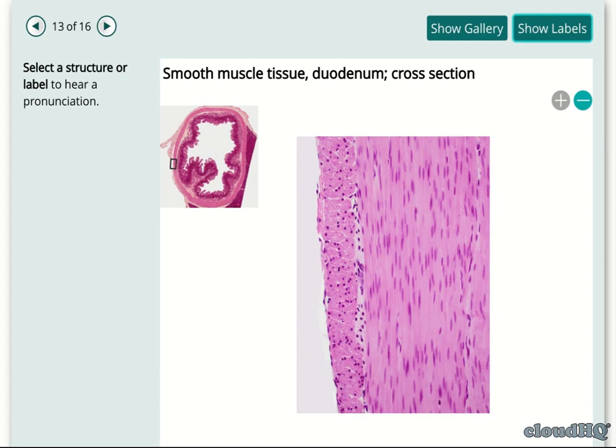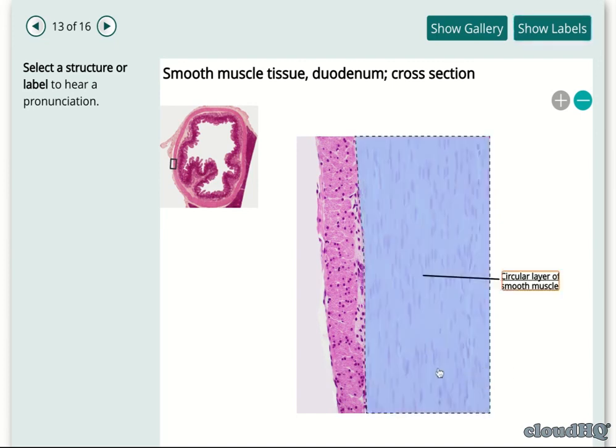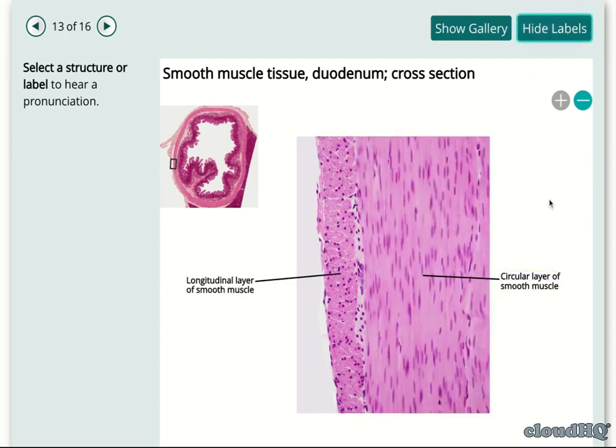Also with dense, regular connective tissue, the cell type was fibroblasts, and fibroblasts are purple, whereas here in the smooth muscle tissue, you can obviously see that the cells are not purple. There's no purple ever. It's just pink and no purple dots.